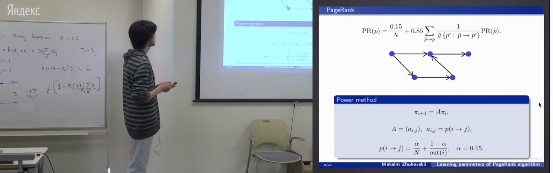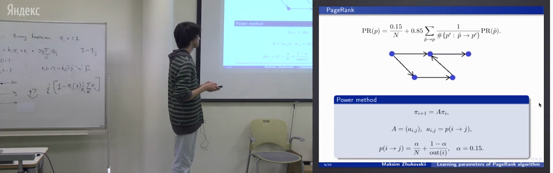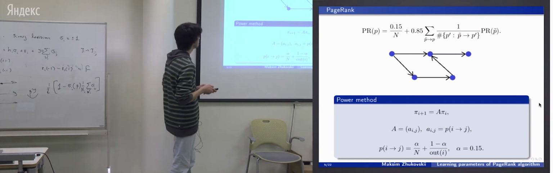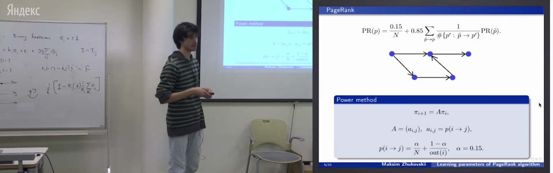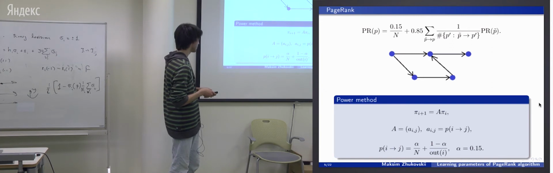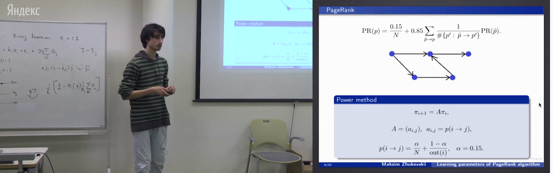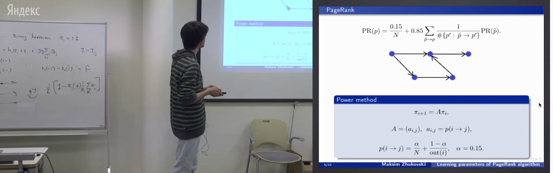The definition of PageRank is the following. It is a stationary distribution in the Markov random walk with discrete time on the web graph. The web graph is a graph where vertices are web pages, and we have an edge from one page to another one if there is a hyperlink from this page to the other one.